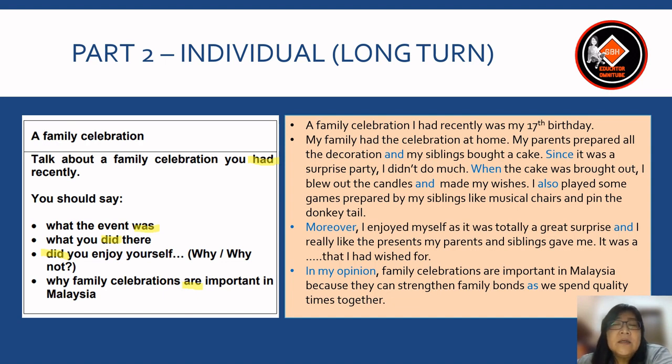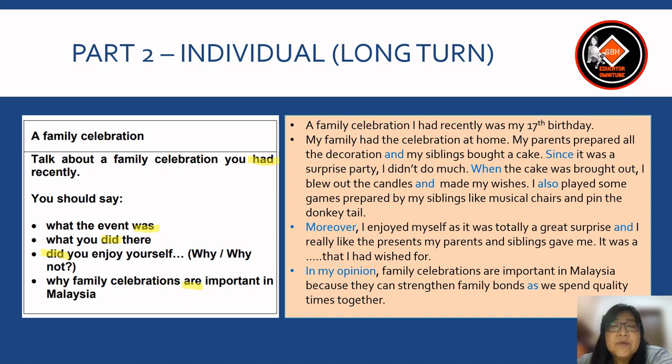You can answer, okay, a family celebration I had recently was my 17th birthday. My family had the celebration at home. My parents prepared all the decoration and my sibling bought a cake. Since it was a surprise party, I didn't do much. When the cake was brought out, I blew out the candles and made my wishes. I also played some games prepared by my siblings like musical chairs and pin the donkey tail.